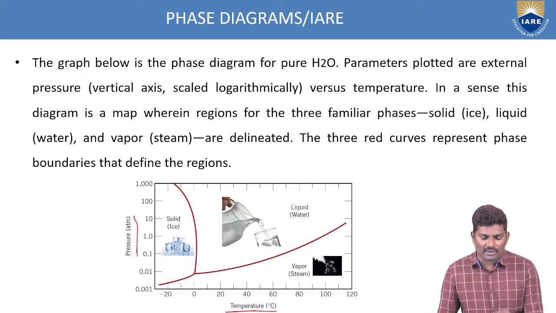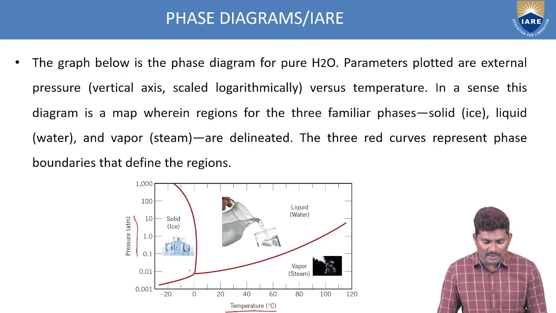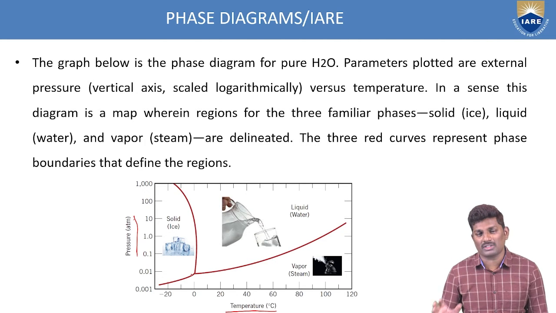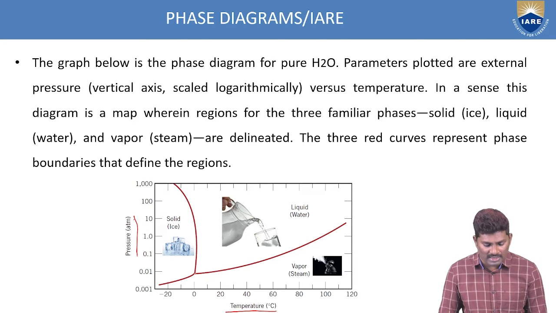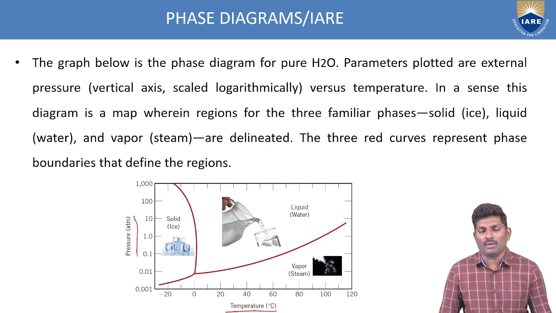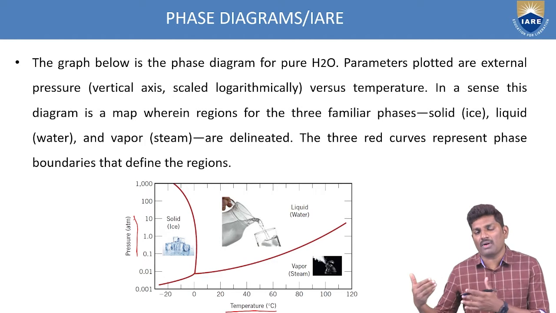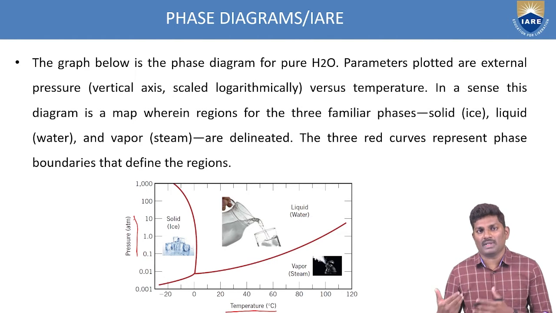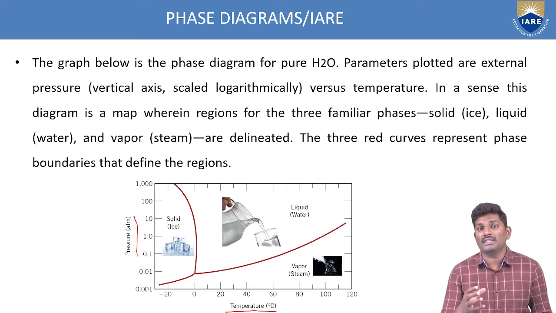Now we have the x-axis as temperature, the y-axis as pressure. Here, what are the familiar phases we have? Solid ice, then water, then steam, that is in the form of vapor. These are the three different phases we have. Now what are the red lines you're seeing here? These are the boundaries defined between the regions. If you cross a boundary, the phase will change. If you cross another boundary, another phase will come. So for each phase, you have a boundary.